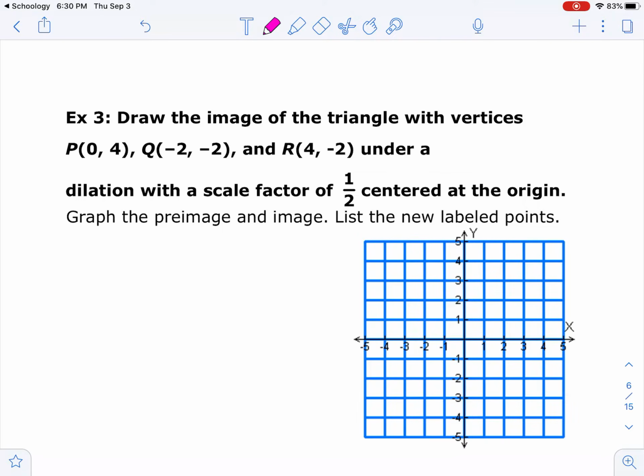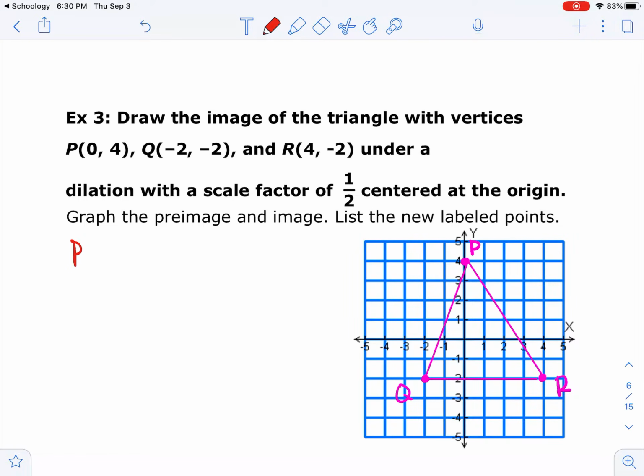All right, next one. Draw the image of the triangle with the vertices of 0, 4. That's P. -2, -2. That's Q. And R is at 4, -2. Connect your points to form your triangle. All right, this scale factor is 1/2. So I am going to multiply all my x and y values by 1/2.